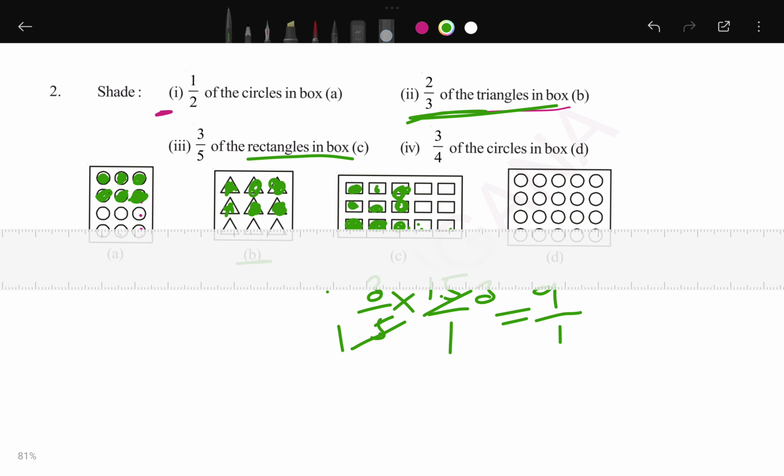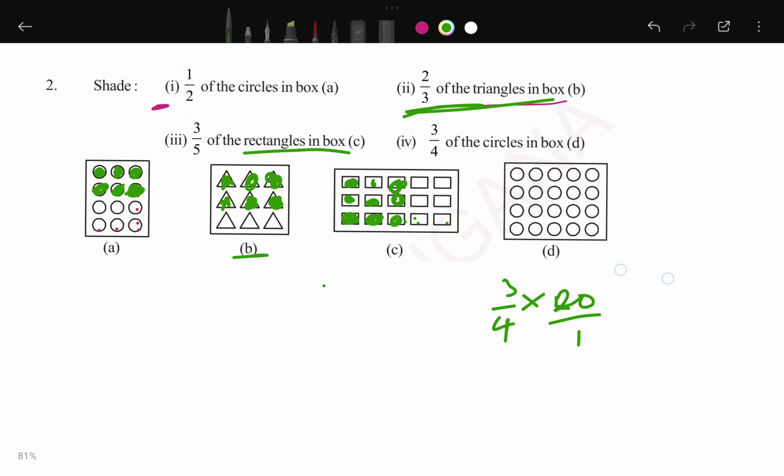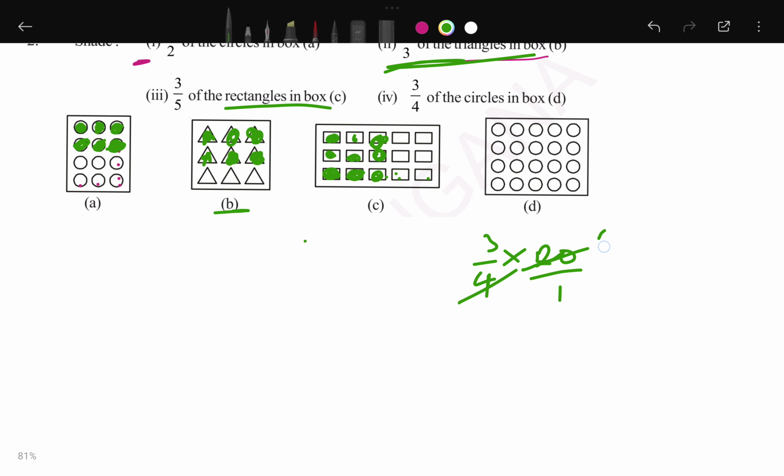Now let's see here, done. Okay, so the next one is this. It is telling that 3 by 4 of the circular boxes. Okay, this is a 3, this is a 4. How many circular boxes are there? This is 4, this is 5. 5 4s are 20, so 20 boxes are there. Okay, there is a 1. So 4 1s are 4, 4 5s are 20.